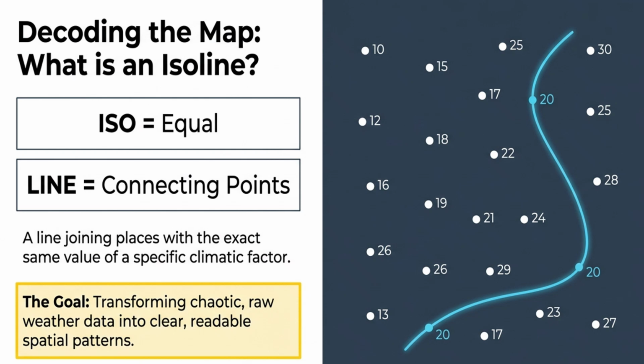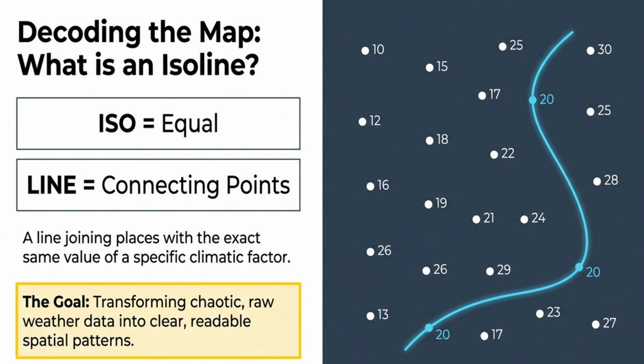Look at the figure on the right side. Different places have different values, but the blue line connects only the points with the value 20. This is an example of an isoline. In simple words, isolines help us convert scattered weather data into a clear and easy to understand map. This makes it easier to identify and analyze the spatial distribution of climatic elements.